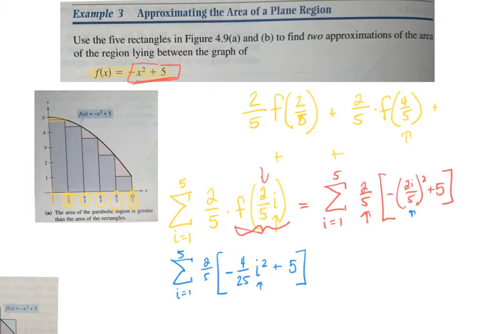And so I can replace my summation formula for i squared with what that formula actually is. All right, and that's what I'm going to do there. I'm going to say 2/5 times negative 4 over 25 n plus 1, 2n plus 1 over 6.